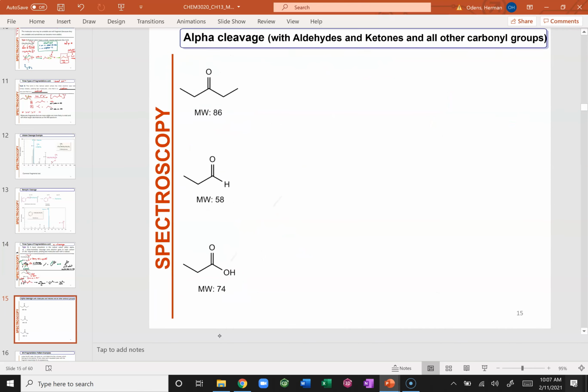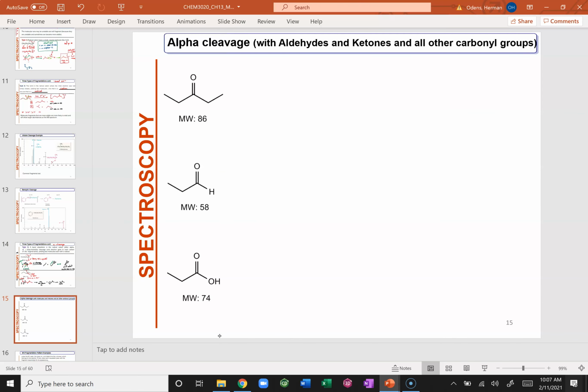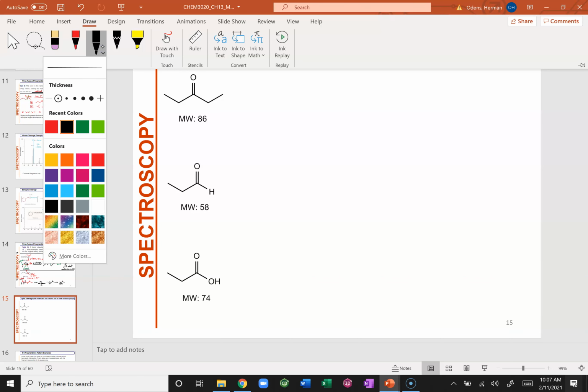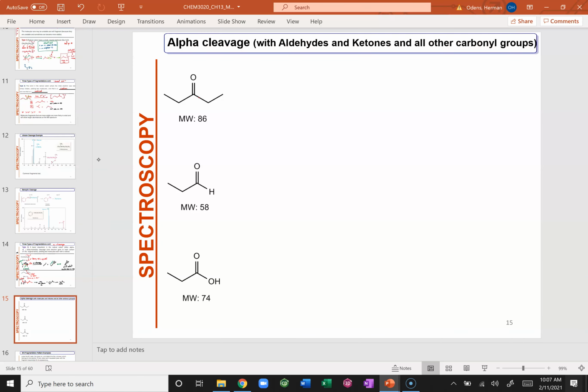All right. So let's talk about alpha cleavage of aldehydes and ketones. So here we go. The alpha cleavage just breaks in half, homolytically. So you have this, you have that. You can do alpha cleavage here or here. For this aldehyde molecule, you can do it on the right or on the left.